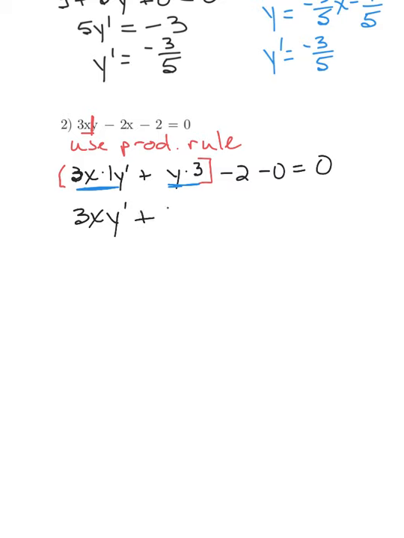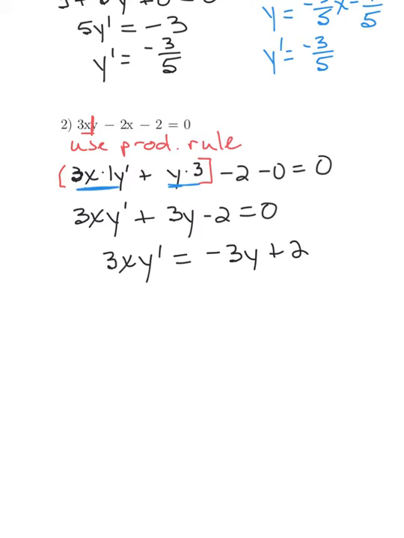3 times y would be 3y, minus 2 equals 0. Now we need to solve what we have for y prime. So we're going to get the term with y prime in it by itself. We're going to leave it on the left and move the other two terms to the right. So I will have negative 3y plus 2.